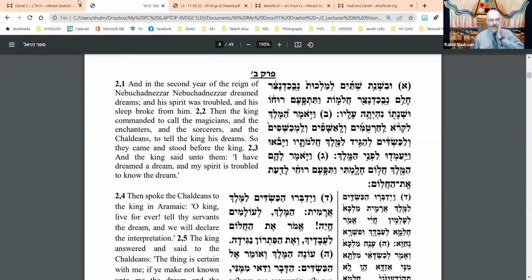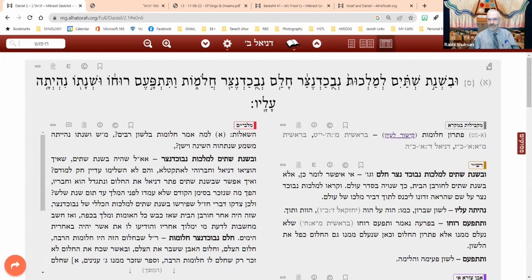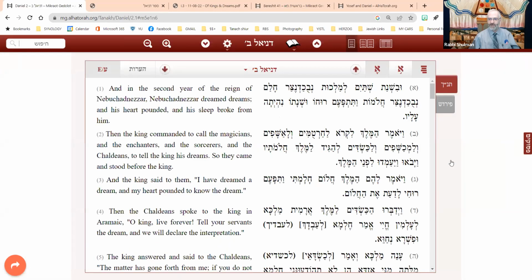Okay. We're starting Perek Bet, and typically I teach from this website, alhatorah.org. If you're a student of Tanakh in any way and not familiar with it, it's an amazing resource because it gives me full access to a Mikra'ot Gedolot in a very online, user-friendly format. I can go pasuk by pasuk and look at the mefarshim, and it's really quite extensive. It's a beautiful website.